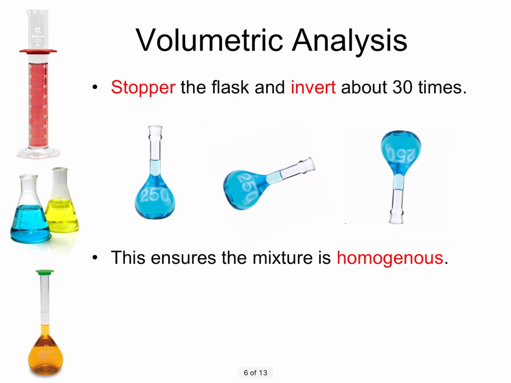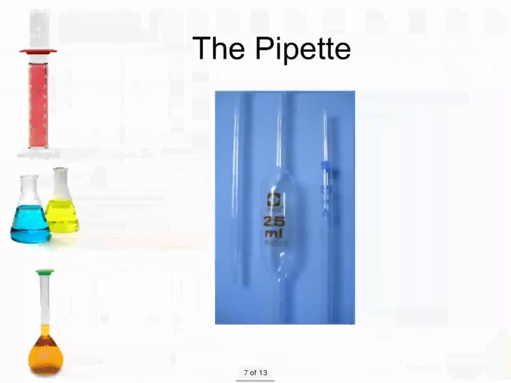Stopper and invert 20 times, 30 times, until the solution is homogeneous. Now be careful to read back over your answers. So you're saying things like adding deionized water using a dropper until the bottom of the meniscus of the solution is at the graduation mark. Read at eye level. Stopper and invert. So be careful to read over your answers as well, because sometimes when you're writing, you forget to say things that you should be saying.